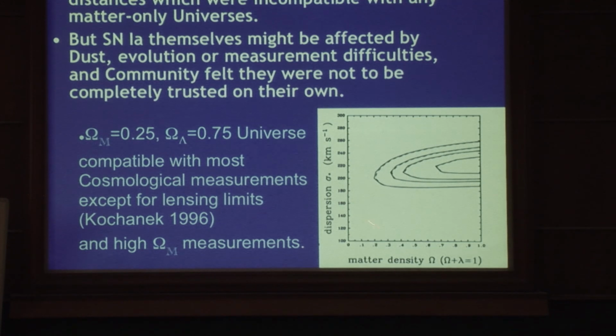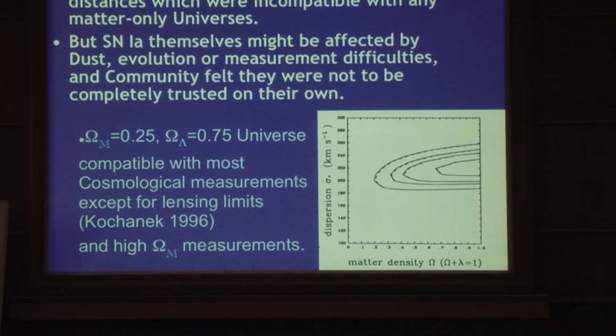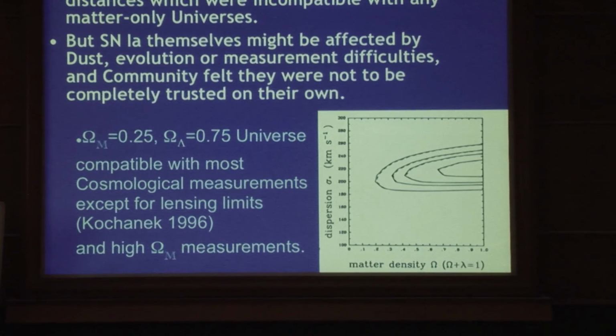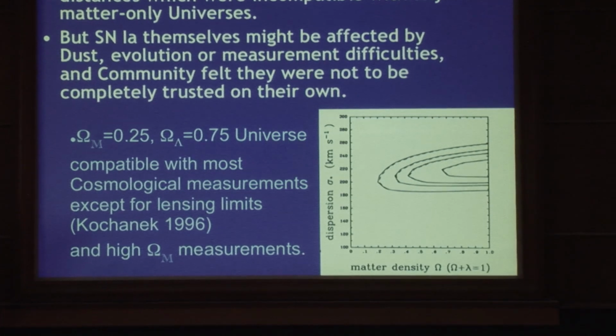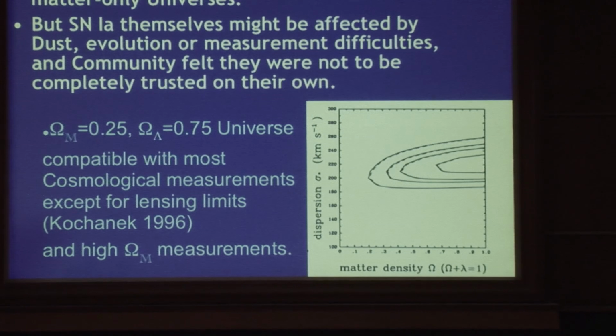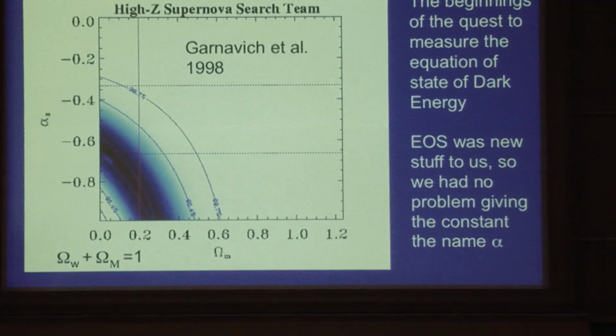And this one measurement done by Chris Kochanek on lensing limits, which I think has now been discarded for reasons I'm not completely sure about, but I never hear about it anymore. But it was pretty much compatible with everything. It was just a big addition to the universe to add 75% of the universe of stuff that has negative pressure. That's a pretty big addition to the universe.